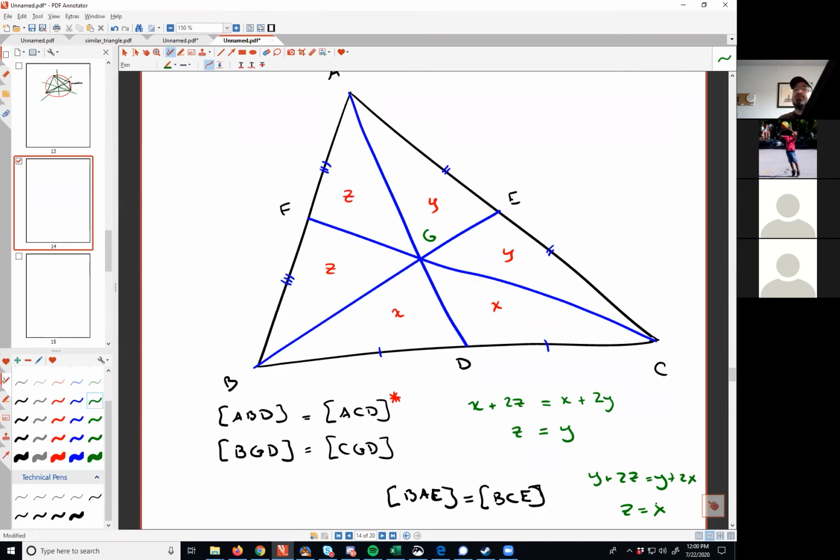And what did we just prove? That each of the triangles formed by the different medians are equal. What do you mean are equal? Have equal area, sorry. Have equal areas, that's right. The medians divide a triangle into 6 equal areas. They're not congruent. They might be. In an equilateral triangle, they will be. But they have equal areas. They're not necessarily congruent. They're not necessarily similar.